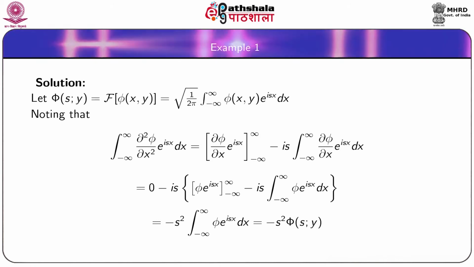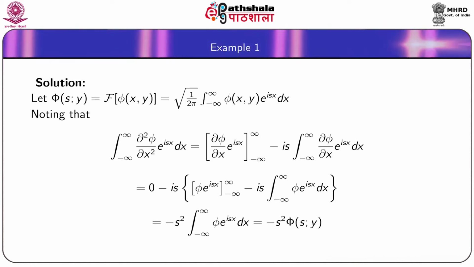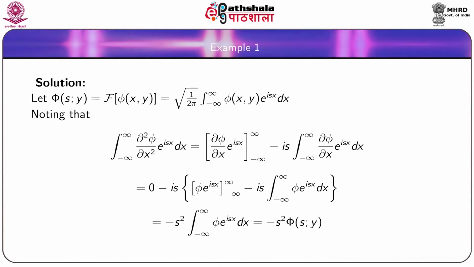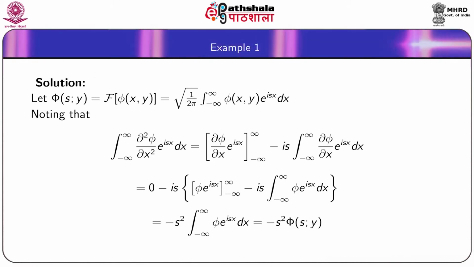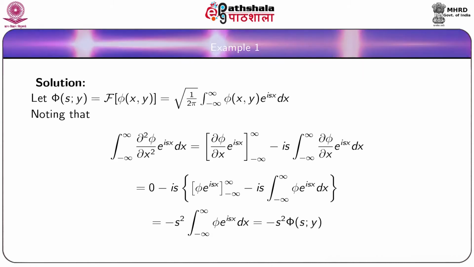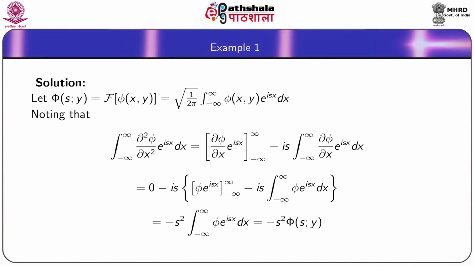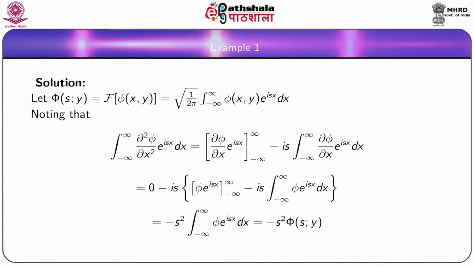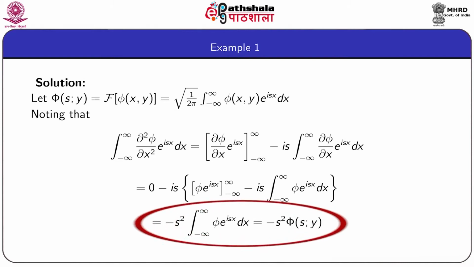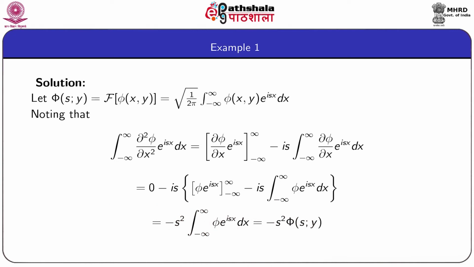Again, from the condition that φ tends to 0 as x tends to plus or minus infinity, this term becomes equal to 0, and so we finally get minus s² integral from minus infinity to plus infinity φ e^{isx} dx, and the integral is the Fourier transform of small φ. So, finally we get minus s² capital Φ(s,y).